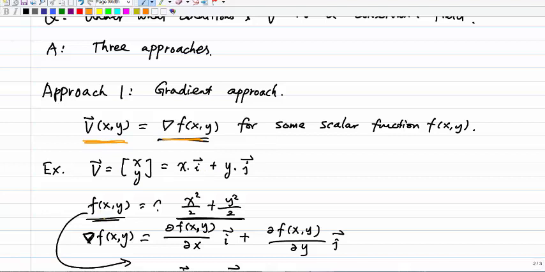So I can say this is the gradient of some scalar field. Let's say my function is x squared divided by 2 plus y squared divided by 2. This is a scalar field, because for any point you can compute a scalar value associated with that point. If you take the gradient of that, it is just partial over partial x times i plus partial over partial y times j.